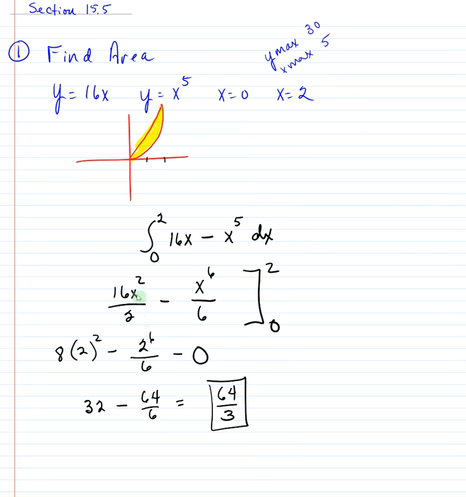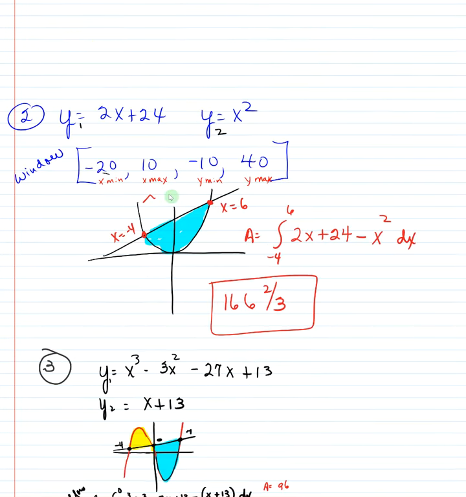So when you do the integral, it's 16x squared over 2 minus x to the sixth over 6 evaluated from 0 to 2, which means we plug in 2 and we plug in 0. We can see that when we plug in 0 for both of these, everything's going to go to 0. So I just have 8, because this is 16 divided by 2, so 8 times 2 squared minus 2 to the sixth over 6, and then I have a minus 0 for that function. So that's 32 minus 64 over 6. That ends up being 64 over 3, and that would be the area for that one, and they do want a fraction.